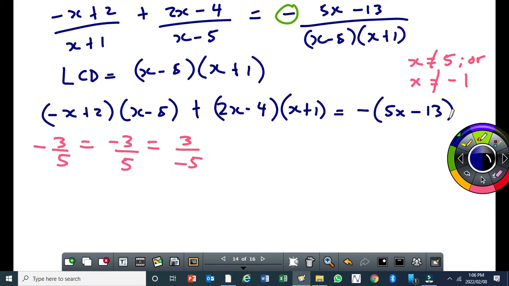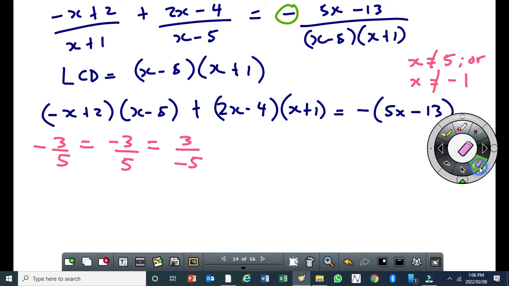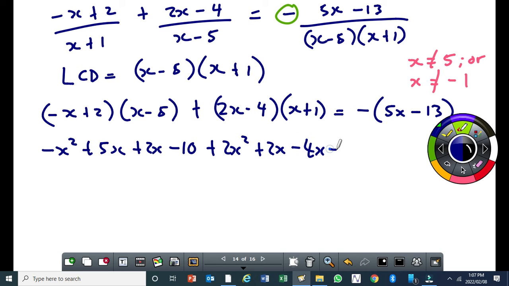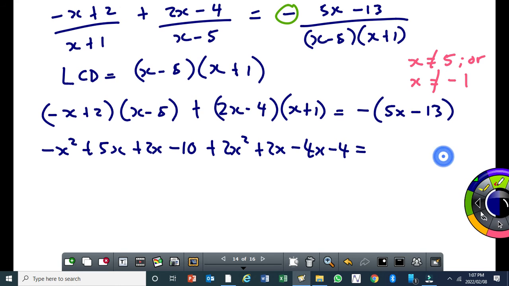Okay, so let's carry on from here. So from here now use FOIL. That's grade 10 now. So everything we are going to be doing is a bit of grade 10. So we get minus x squared plus 5x, plus 2x minus 10. Then plus 2x squared plus 2x minus 4x minus 4. On the right hand side, you have minus 5x plus 13.